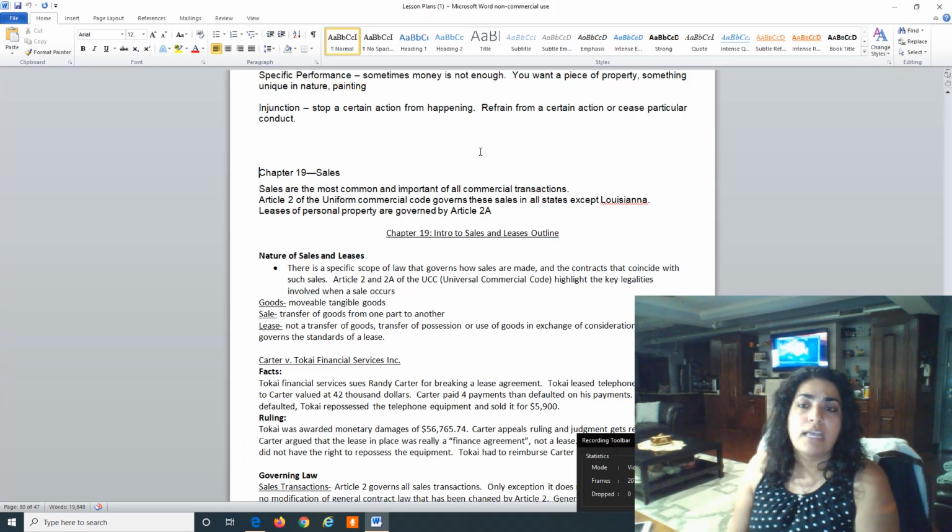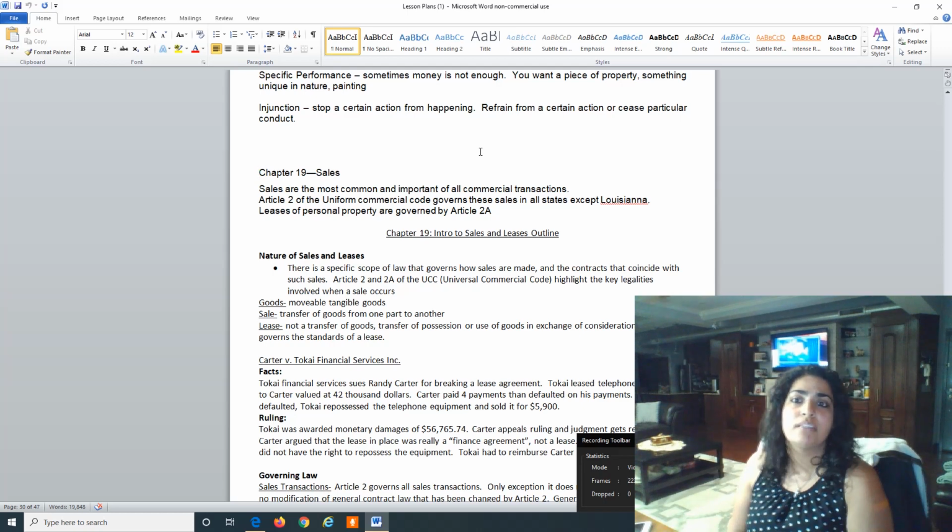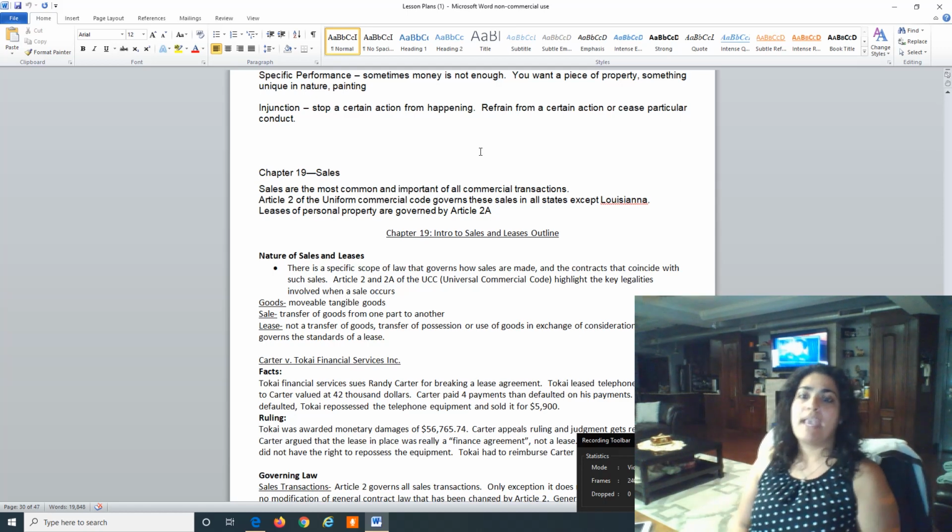What are sales? Sales are the most common transaction between people. It's between people, individuals, and it's also between commercial entities. And Article 2 of the Uniform Commercial Code governs these sales, except in Louisiana. Again, not something that you actually need to know. And when we talk about leases on items, that has to do with Article 2A.